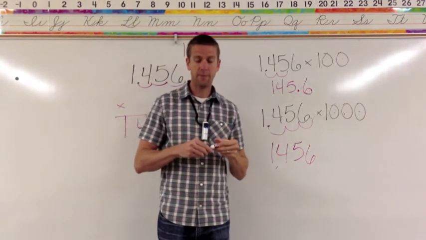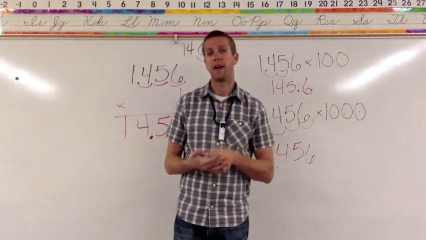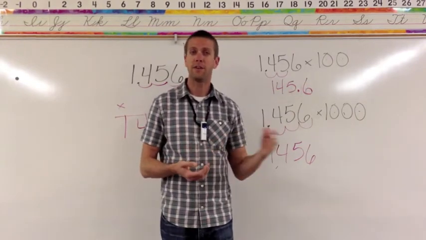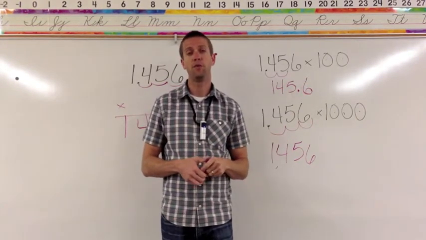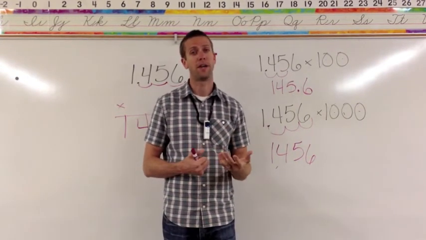So anytime you multiply a decimal number by a 10, 100, or 1,000, or 10,000, the pattern goes on and on: count the zeros, and that's how many times you will move the decimal over to the right to make the number bigger, because you're multiplying it times a big whole number.